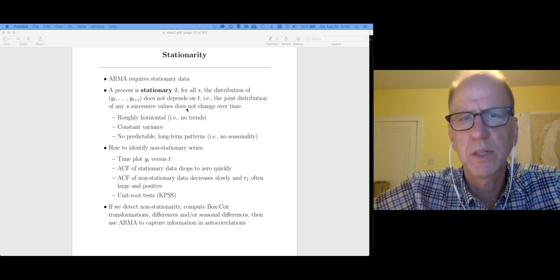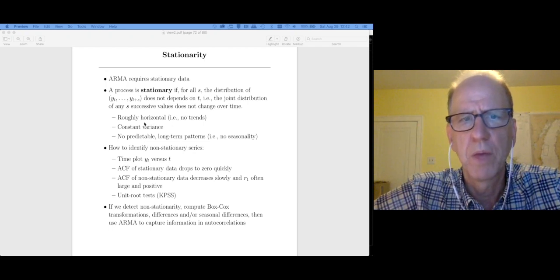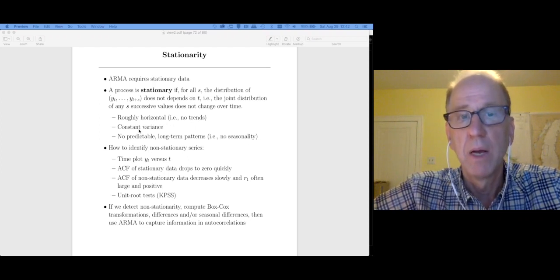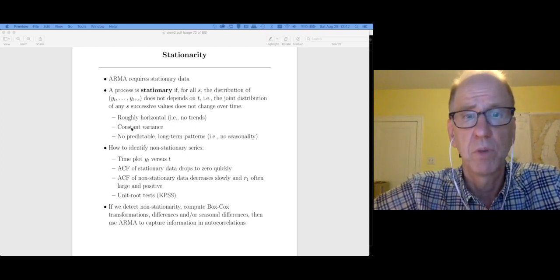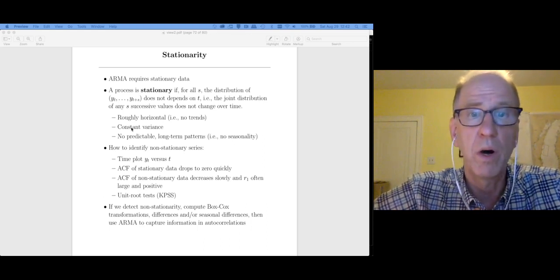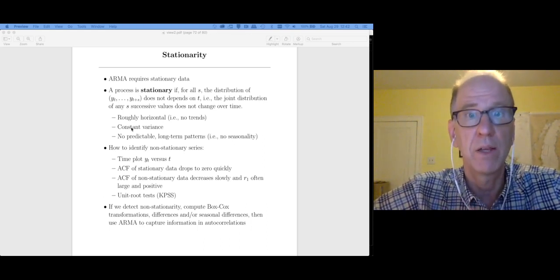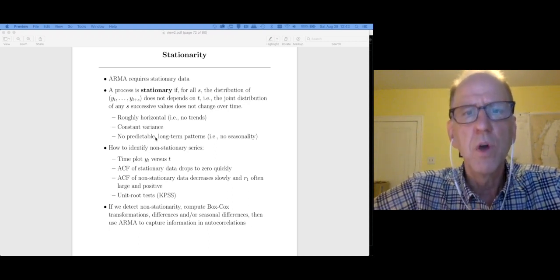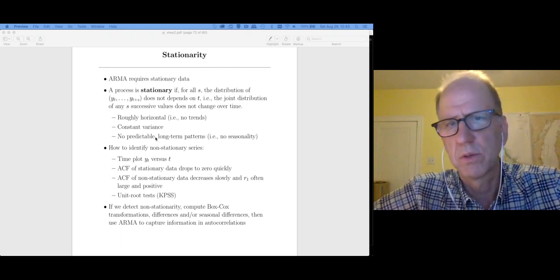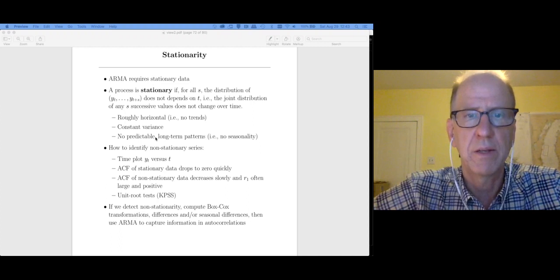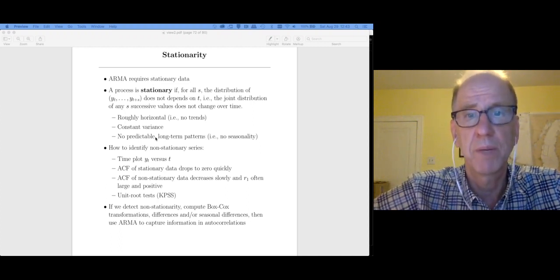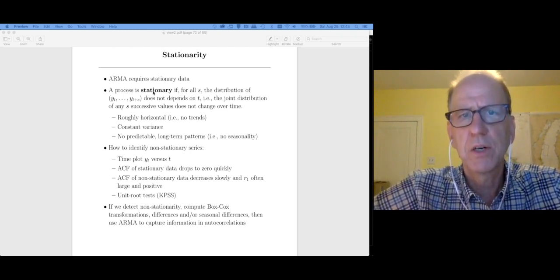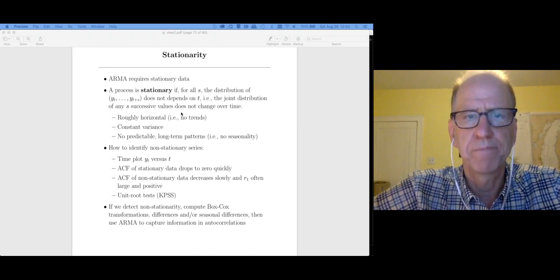Here are some characteristics of stationary processes. They tend to be roughly horizontal, so we're not allowed to have trends at this point. They should have constant variance. Back in week 1, we talked about how a random walk didn't have constant variance, and that was a violation of stationarity. Third, there are no predictable long-term patterns, and really what I mean by this is seasonality. If I know that every December my sales go up, that's a predictable long-term pattern. So stationarity is when you have none of these issues to worry about.